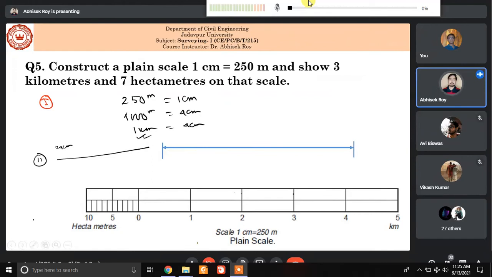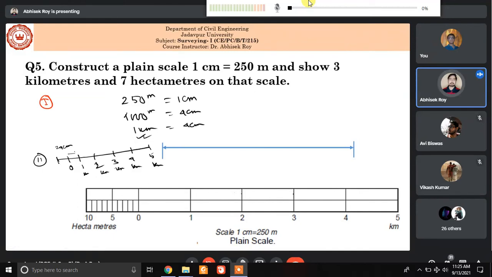Yes, sir. Now this 24 centimeter length we will divide into 6 equal parts, like 4, 4, 4, 4. Suppose these are the equal 6 parts. Now at this point I will write 0, here 1, here 2, here 3, here 4, here 5. That means from 0, 1 is at a distance of 4 centimeter, basically at a distance of 1 kilometer. So I will write this as 1 kilometer, this as 2 kilometer, this as 3 kilometer, this as 4 kilometer, this as 5 kilometer.